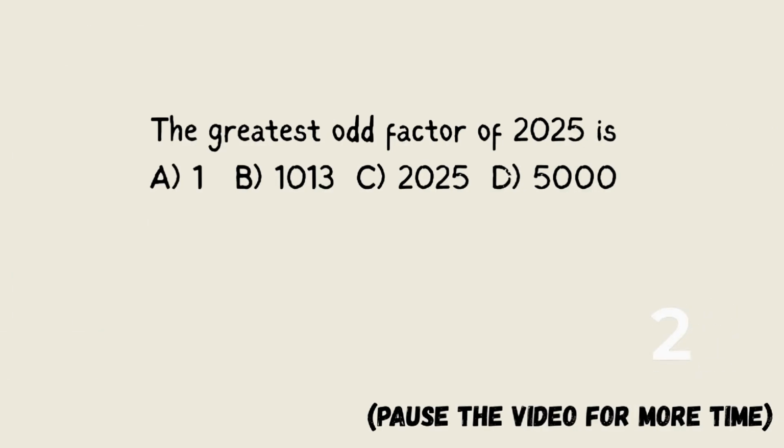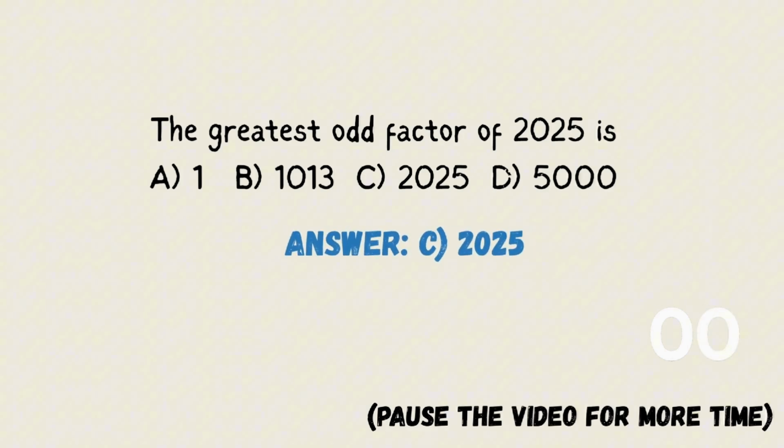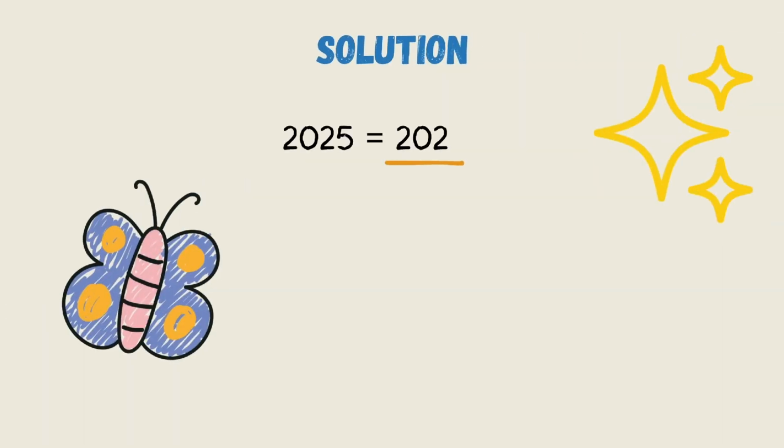The greatest odd factor of 2025 is A1, B1013, C2025, and D5000. You have 30 seconds, but pause the video for more time. And the answer is C, 2025. And here's the solution.